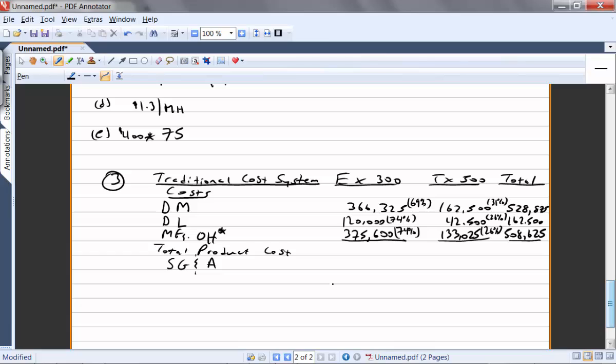The total product cost here is 861,925 for the E, and 338,025 for the T, and then a total of 1.2 million. And then SG&A is just subtracted from the 1.2 million. It was 550,000, and it gave us our 50,000. Whoops, sorry. And we're just talking about costs here. So our total cost is 1,750,000 under the traditional system. Total costs under traditional versus total costs under ABC is going to be the same total cost number, just the way in which they're allocated is different. Pay careful attention to this right here.